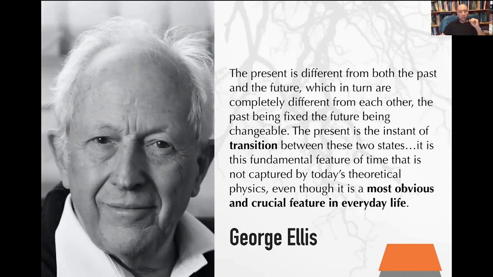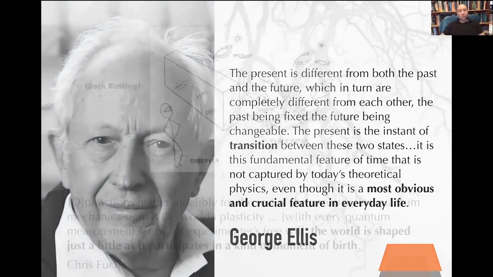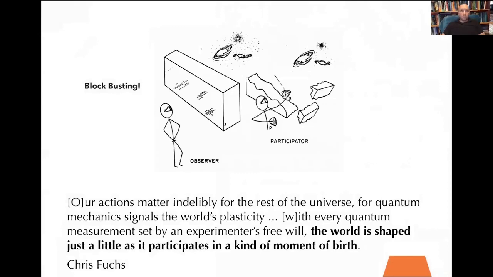So he writes that the present is different from both the past and the future, which in turn are completely different from each other. The past being fixed, the future being changeable, the present is the instant of transition between these two states. It's this fundamental feature of time that is not captured by today's theoretical physics, even though it is a most obvious and crucial feature of everyday life. So again, he's relying on the fact that there seems to be this obvious experience that we have of change and passage in the universe. Again, not particularly convinced, and it's mostly sort of statements rather than arguments.